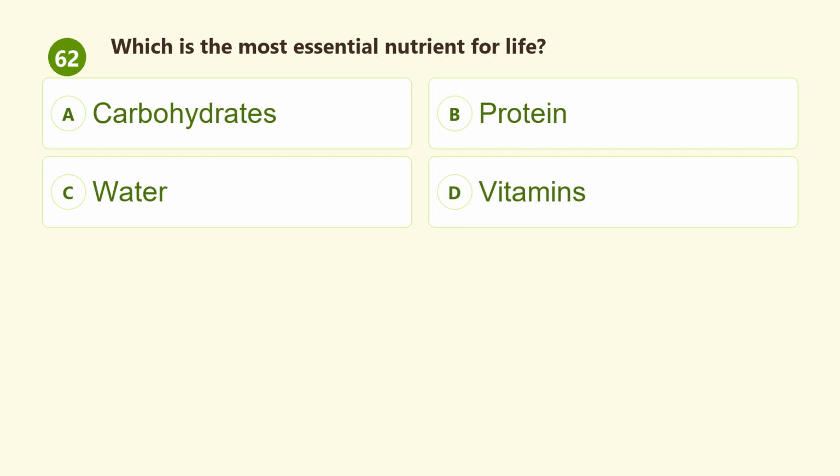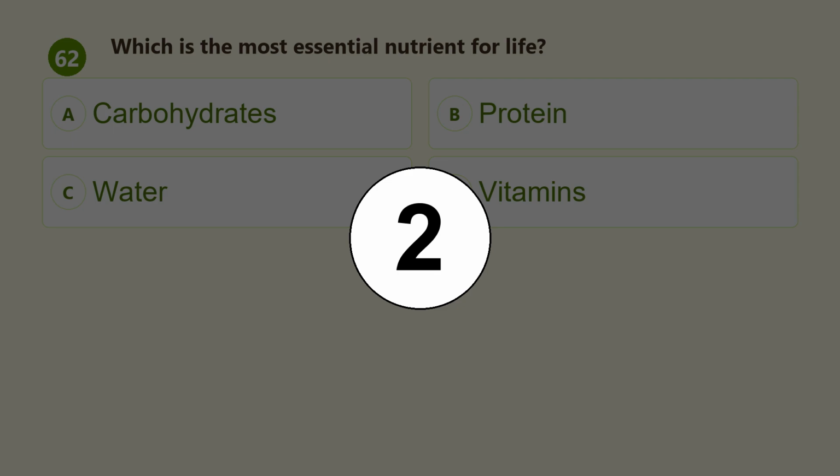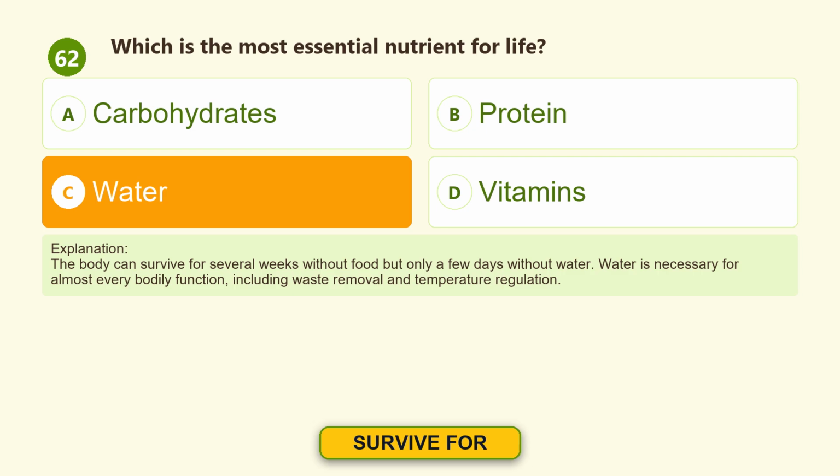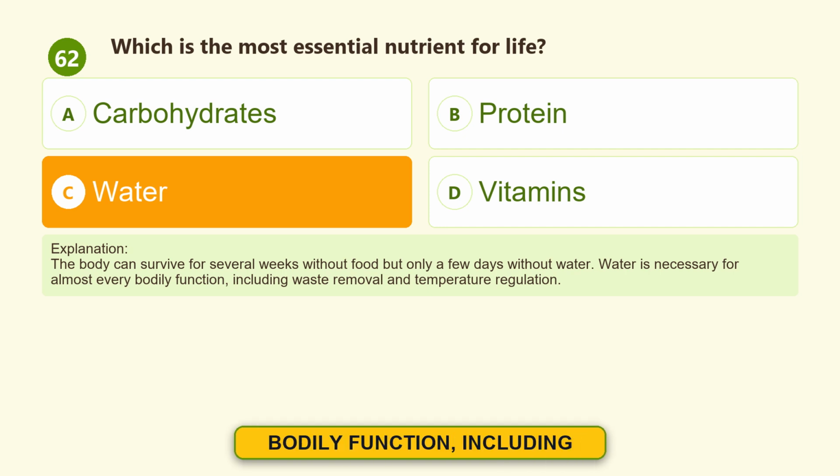Question 62. Which is the most essential nutrient for life? Option A, carbohydrates. Option B, protein. Option C, water. Option D, vitamins. The correct answer is option C, water. The body can survive for several weeks without food but only a few days without water. Water is necessary for almost every bodily function, including waste removal and temperature regulation.